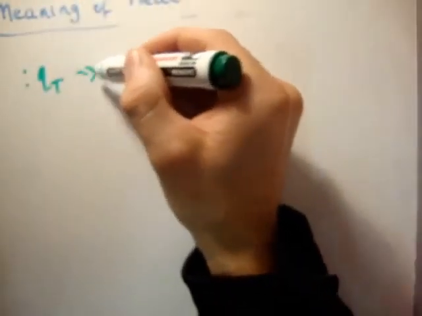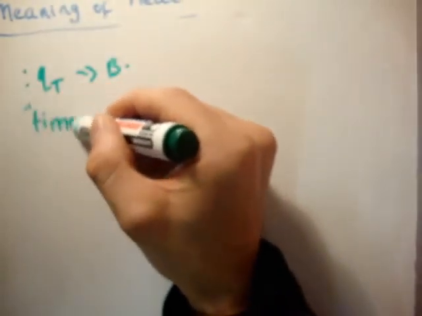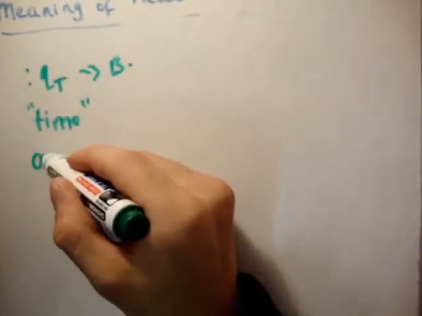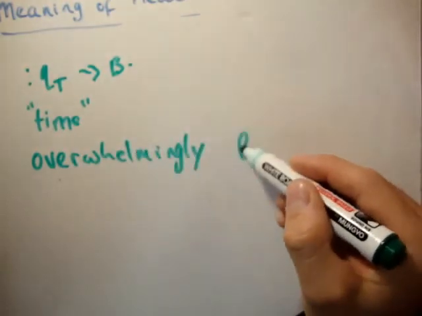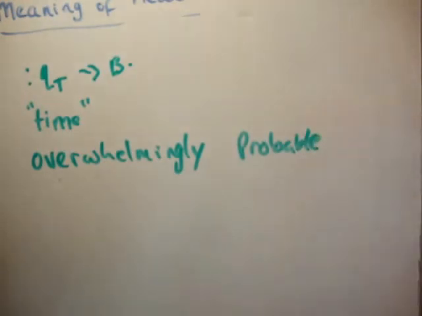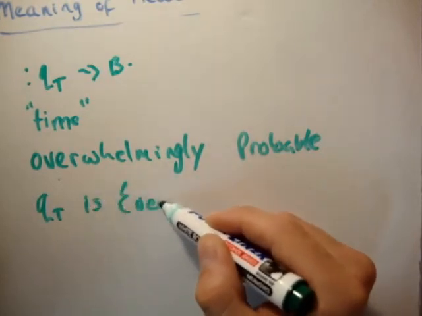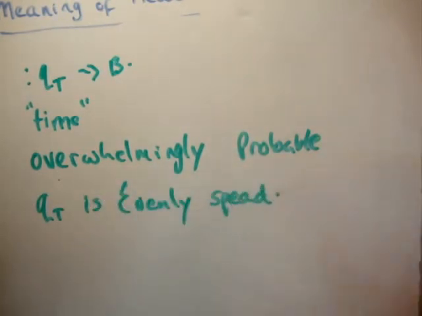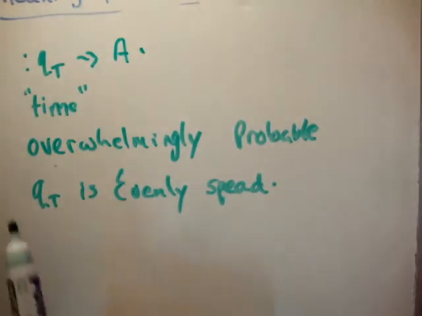So what we can say is as follows. Let's say, for example, Q total, so all the energy, was in solid B. Then after a time, let's say the relaxation time, it is overwhelmingly probable that Q total is evenly spread between solid A and solid B. If we swap this and start with all the energy in solid A and none in solid B, after the relaxation time, it's overwhelmingly probable that Q total is evenly spread between solid A and solid B.